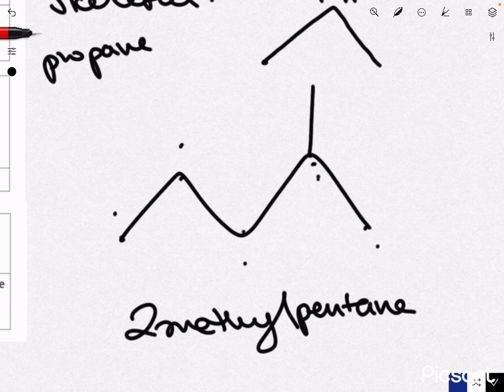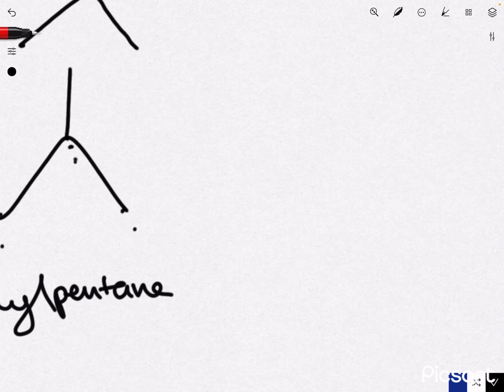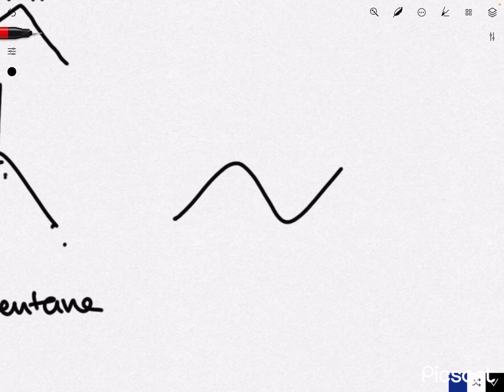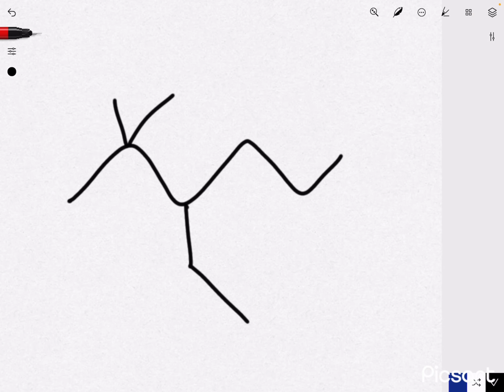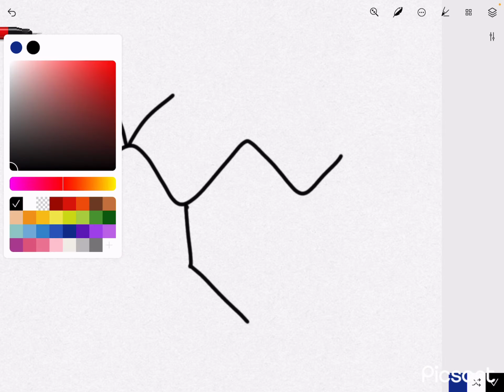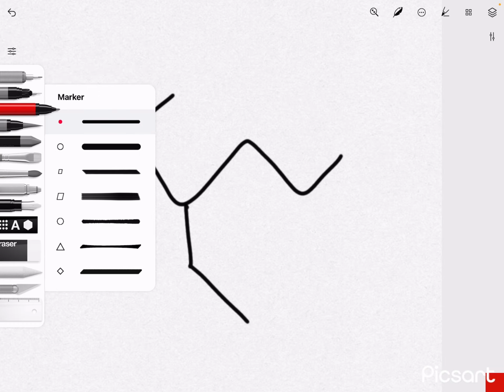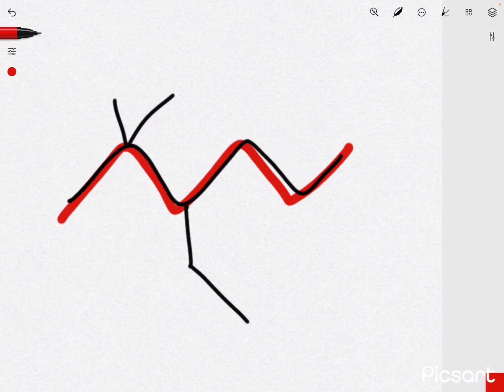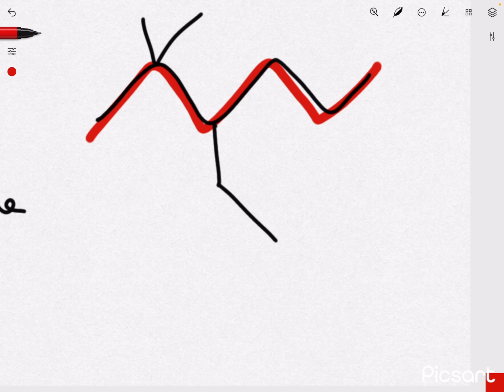And when it comes to naming alkanes based on their skeletal formula that have more than one branch coming off the same carbon, such as, for example, this one, first we identify our parent chain. So our longest chain will be this one over here. And we have 1, 2, 3, 4, 5, 6 corners, which means that it will be hexane.